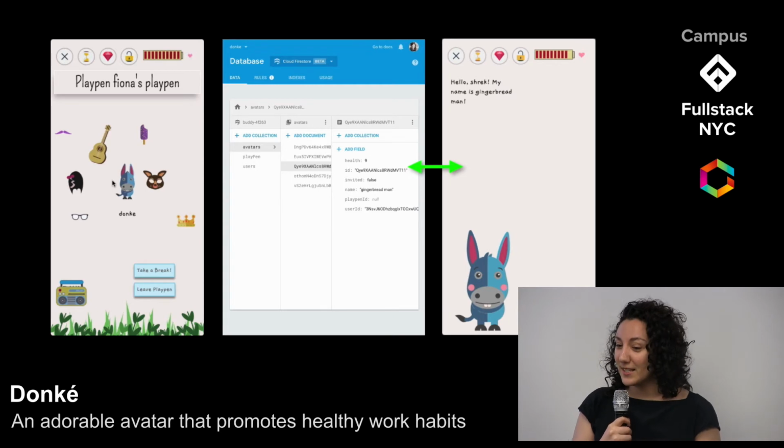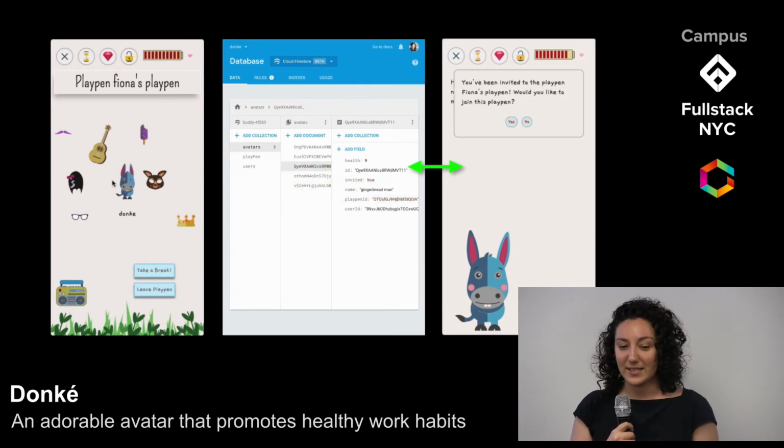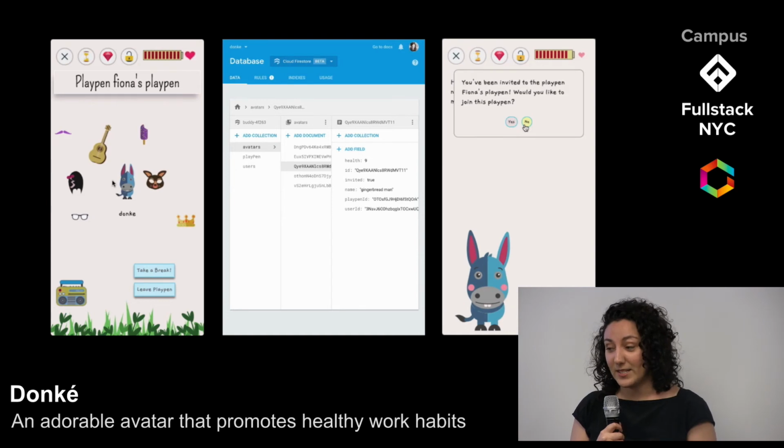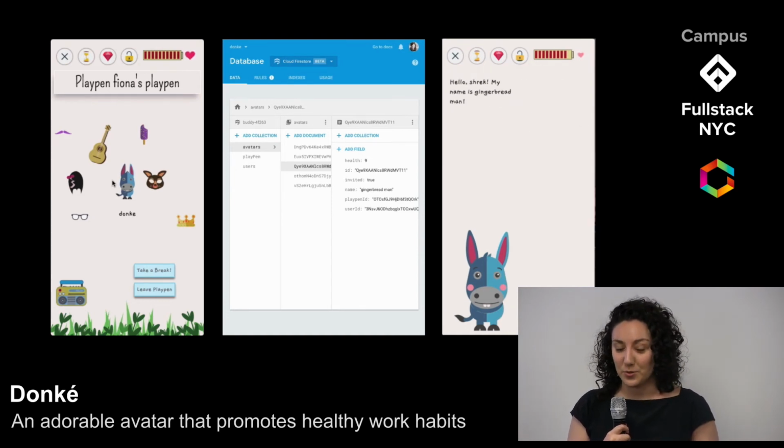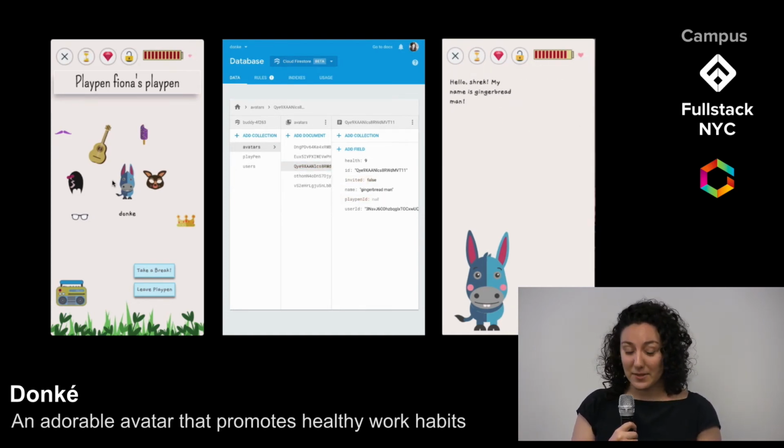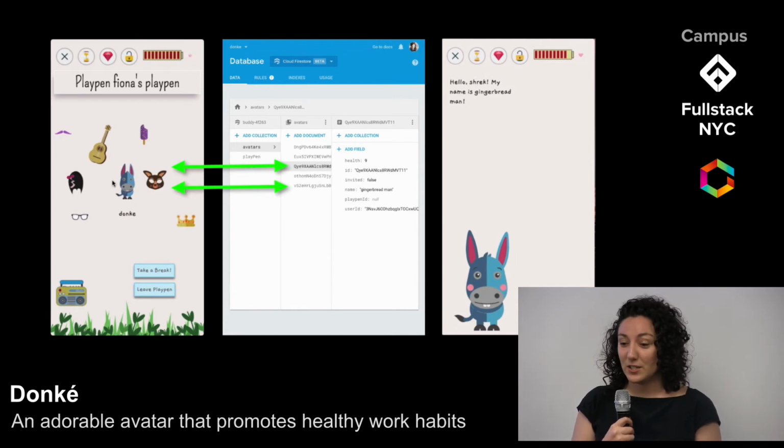If he chooses to decline the invitation, his avatar's invited status is set back to false, and his playpen ID is set to null. Because Fiona is also listening for updates to Shrek's avatar, she sees that he's declined her invitation, and her listener is removed. If Shrek decides to accept the invitation, his invited status is set to false, but his playpen ID remains unchanged.